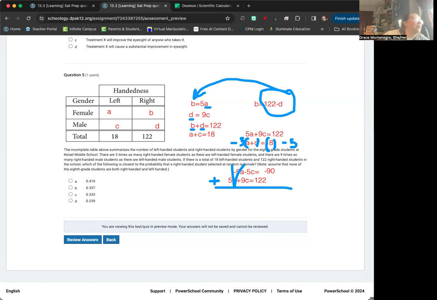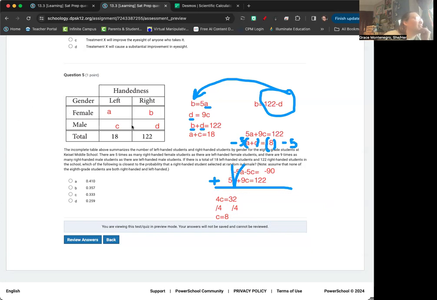We're left with 4c equals 122 minus 90. So 32. That solves beautifully. Divide both sides by 4. C equals 8.